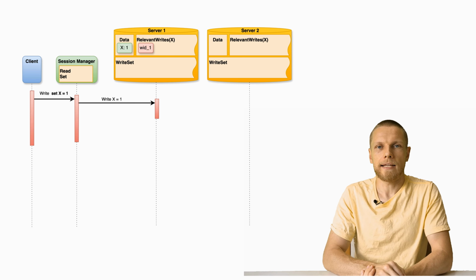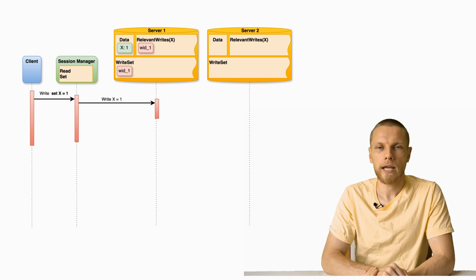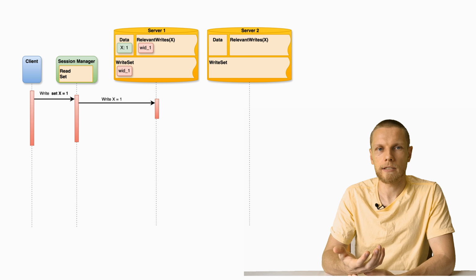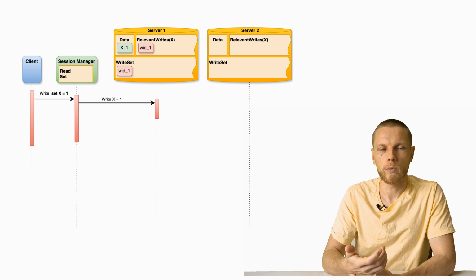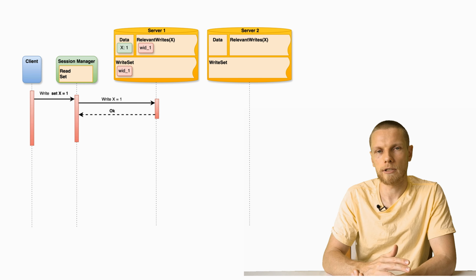Server 1 assigns write ID 1 to this write, adds x equals 1 to its data storage, and adds to its relevant write storage write ID 1, because write ID 1 will be relevant for that value x, which is stored there. And then it returns a response to the session manager, and it's forwarded back to the client.